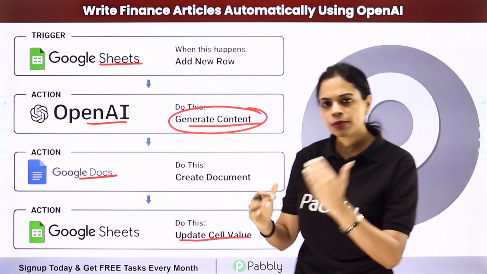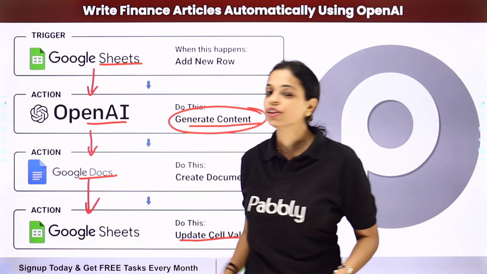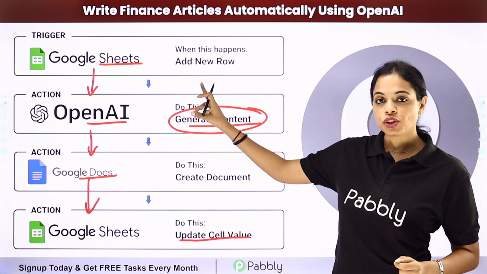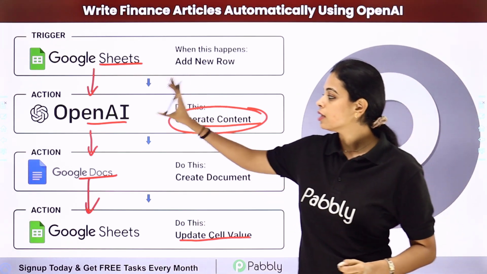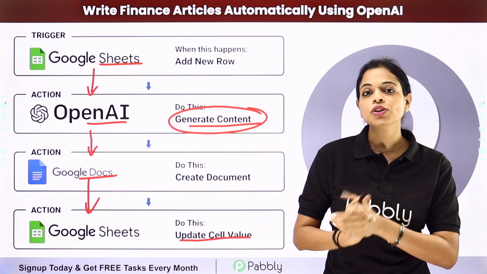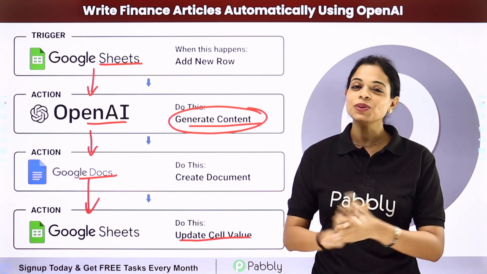Now, how can you do that? For this, you will have to set up some integration between these applications, and the same thing can be done using Pabbly Connect software. Here, your trigger application would be Google Sheet and your action applications OpenAI, Google Doc and Google Sheet. Now, how can you do this yourself? Integrate and automate this entire process. To understand that, let me take you to my screen.